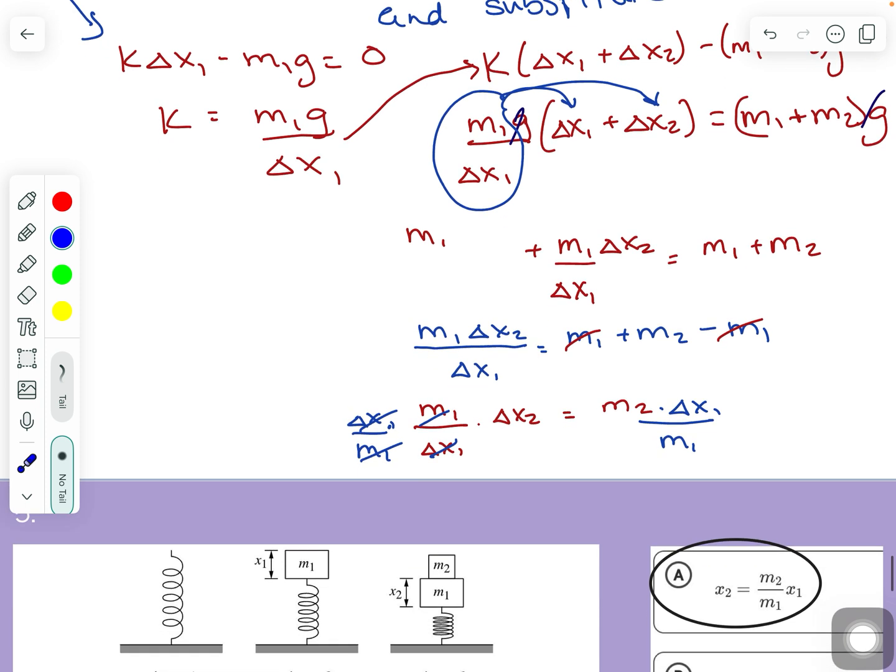And I want to remind myself what I'm looking for because I'm so close to the end. I'm looking for that delta x2. So what I did was I took my equation, which I have here in red, and I multiplied by the reciprocal of the fraction multiplied by delta x2. So I multiplied it by delta x1 over m1, and that canceled out my fraction m1 over delta x1. And I did that on both sides, and I got this equation.